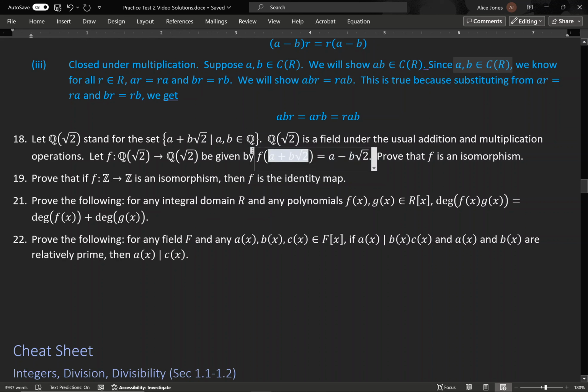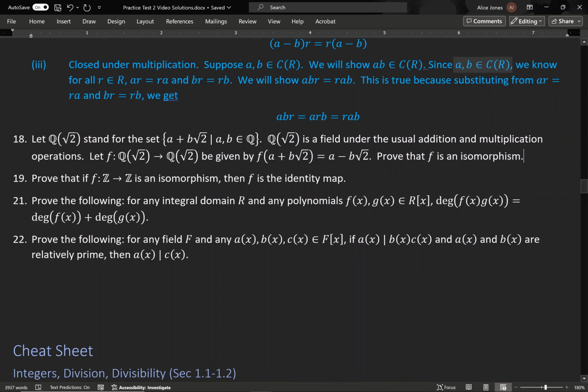So when you're plugging anything in this field into the function, you have to identify which parts do not have a factor of square root of 2 and which parts are being multiplied by a factor of square root of 2. It's kind of similar to imaginary numbers. In fact, it's almost exactly the same as how imaginary numbers work, where you have a real part and an imaginary part. So we have a rational part and a non-rational part, and we're just flipping the sign between those. And we've got to prove that this is an isomorphism.